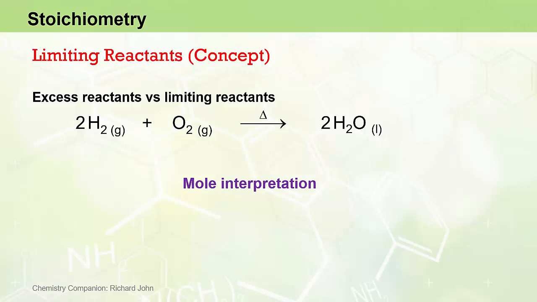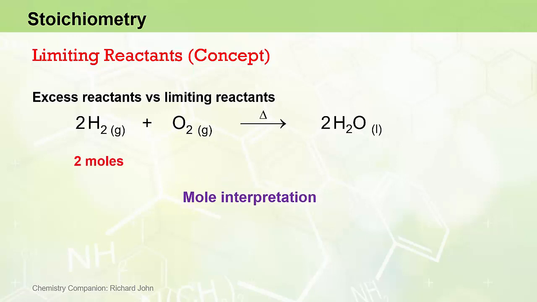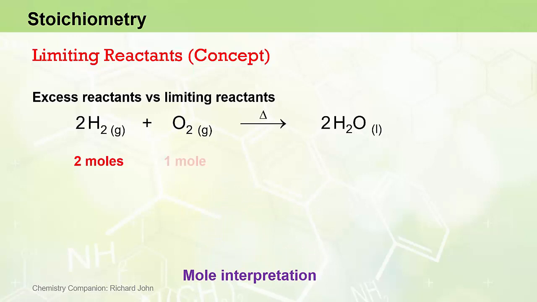oxygen to produce water. And here we see a balanced chemical equation to represent this simplest of combustion reactions. The mole interpretation of this equation says that 2 moles of hydrogen will react with 1 mole of oxygen to produce 2 moles of water.